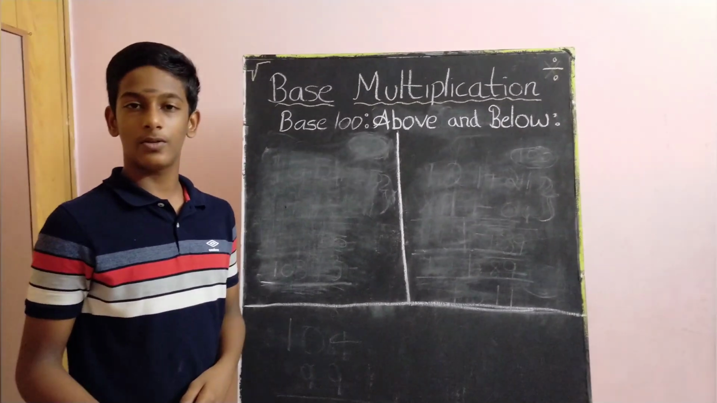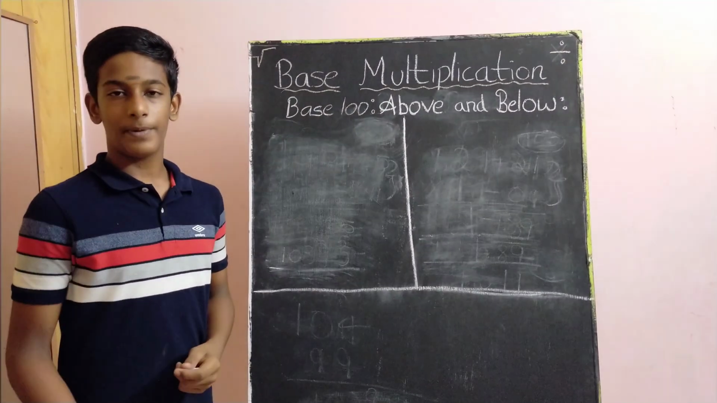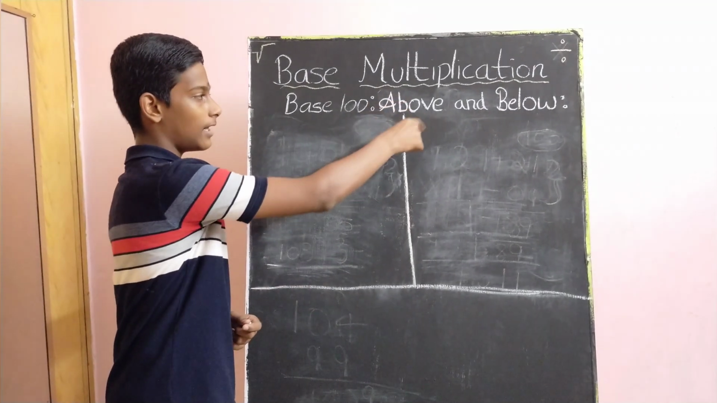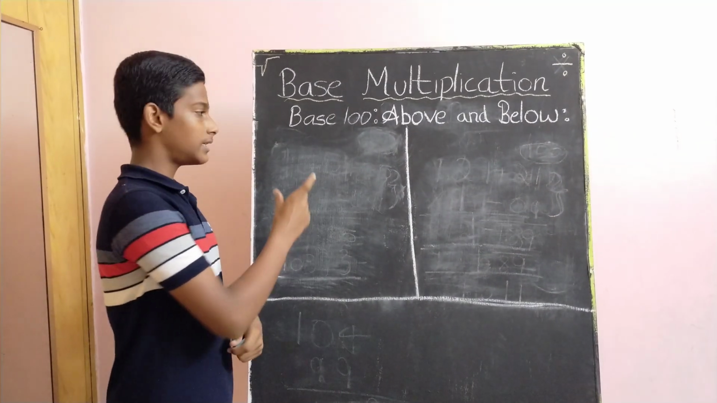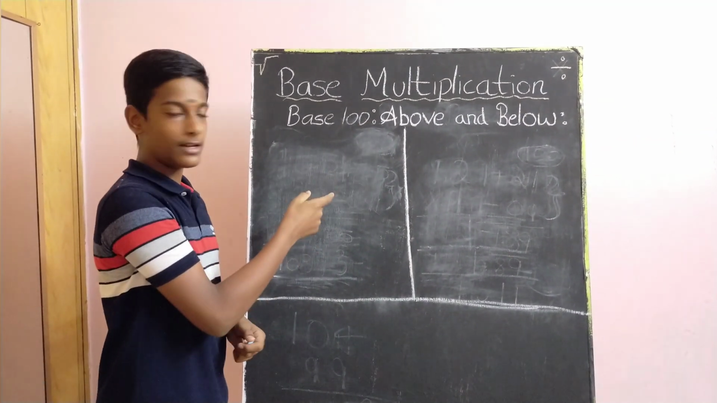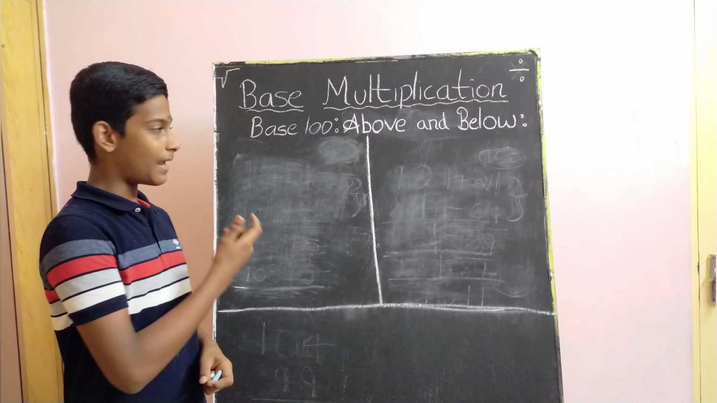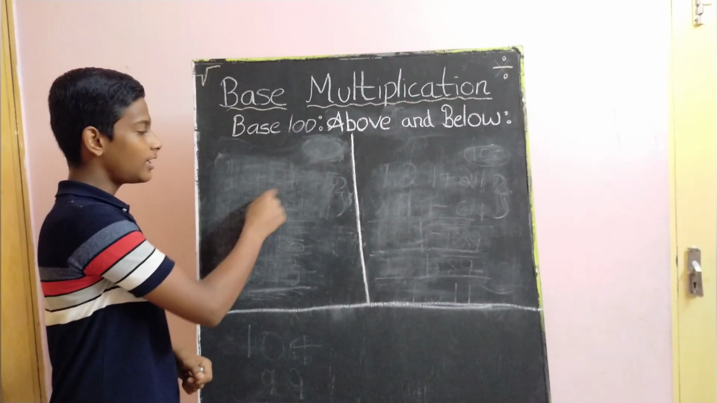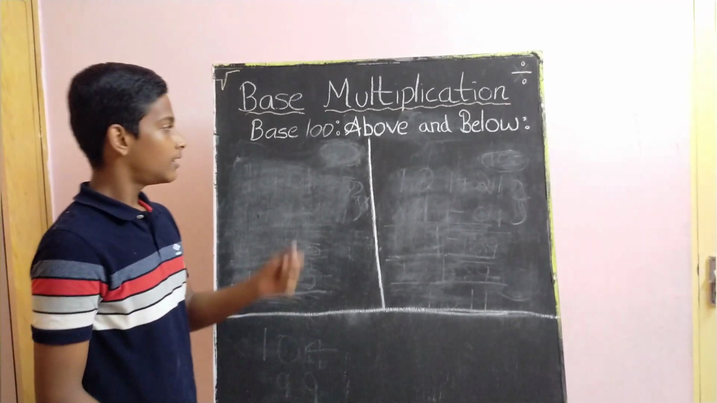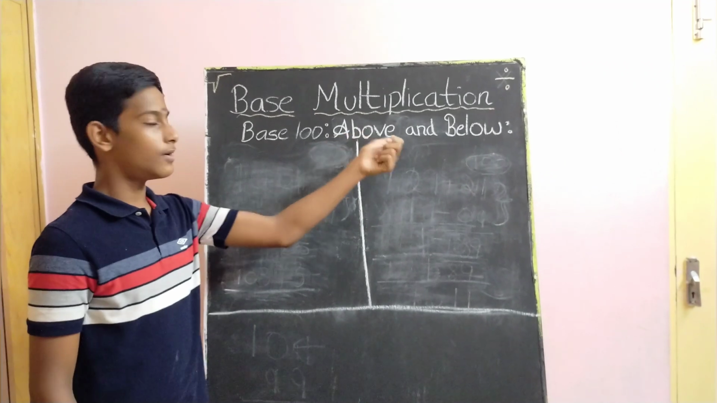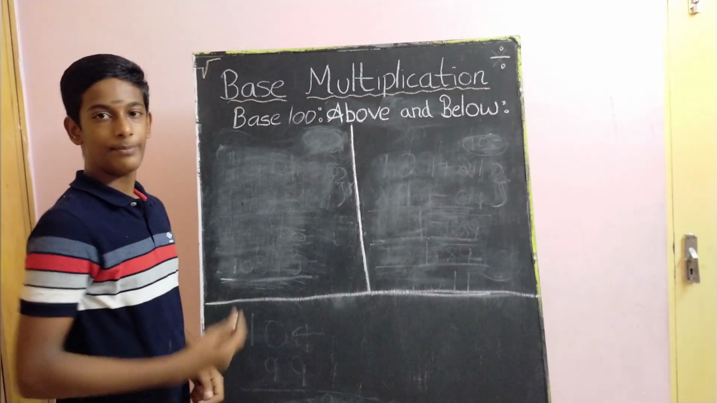In this video, we are going to look at Lesson 2 in Vedic Maths, base multiplication, base 100 above and below base. In our previous videos, we saw about using above base and below base. Above base is used when the given numbers are greater than the base number, and below base is used when the given numbers are smaller than the base number. But what if one number is greater than the base number and the other is smaller? In such cases, we use above and below base. So without any further delay, let's move on to our first example of this video.